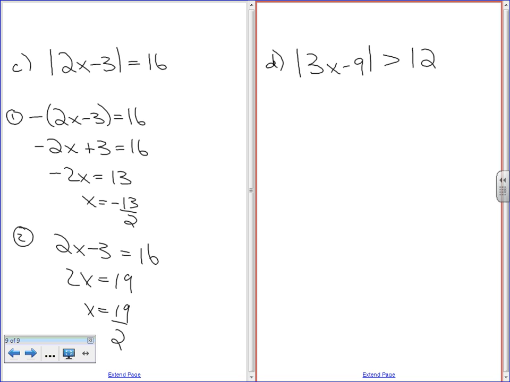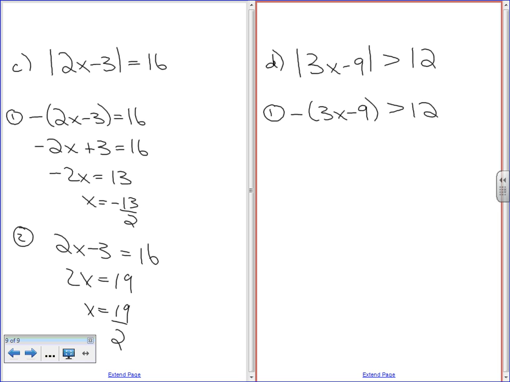So now we're solving absolute value inequalities. Okay, so it's done the exact same way as the equations. You just have to break them up into the two cases. So case 1 is the negative case. So you take the negative of what's inside of the absolute value. Again, do not write the absolute value, because as soon as you break it up into the two cases, you're losing the absolute value sign.